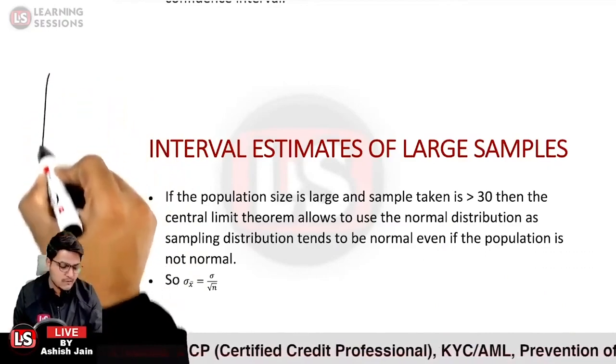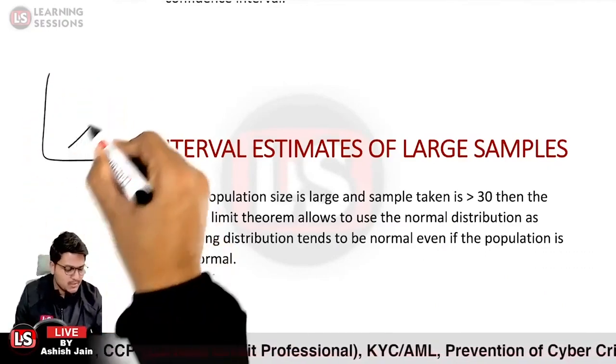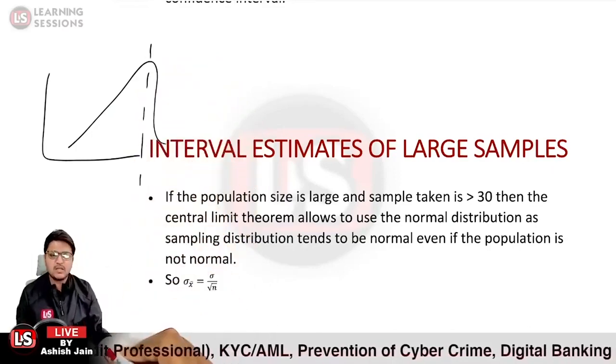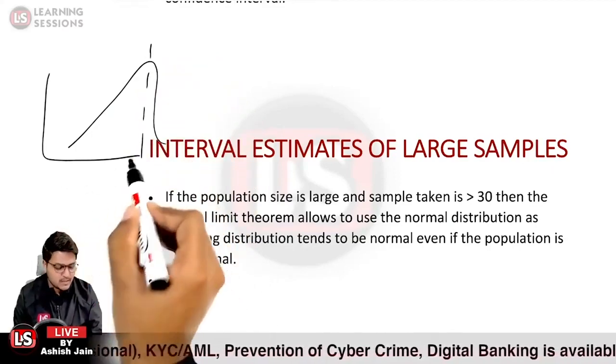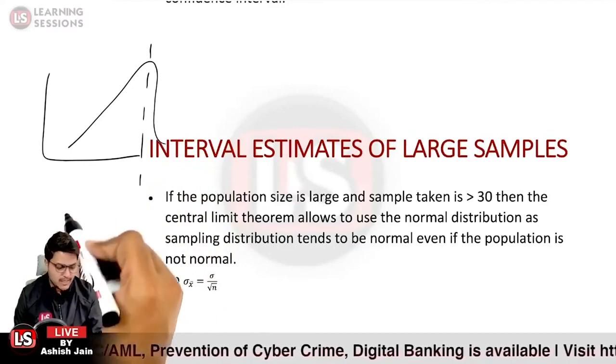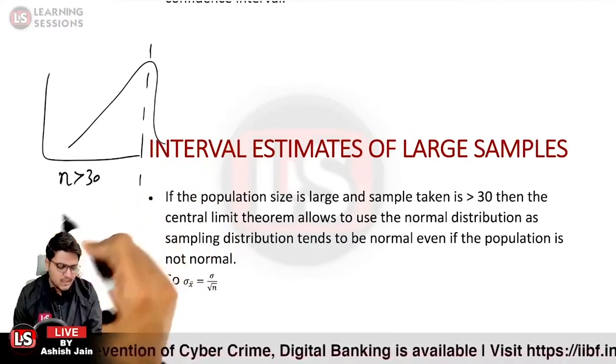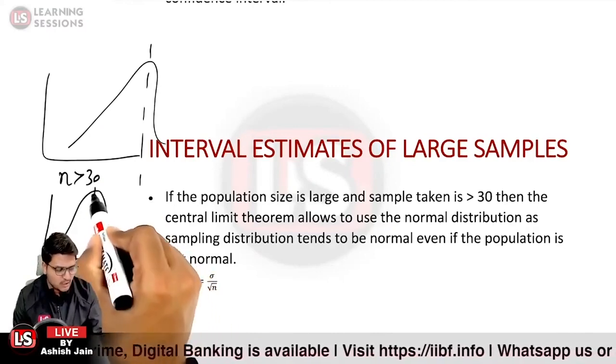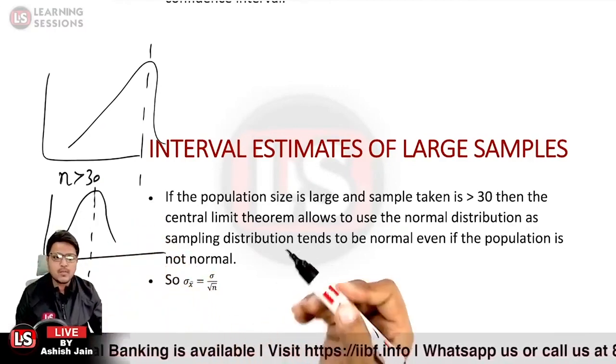So even if this graph is population distribution, it is somewhat like that. It is not normal. It is not symmetric around the mean itself. But when it is related to a large population and further n is greater than 30, in that particular case, the sample distribution would be normal itself. It will be tending to normal itself.